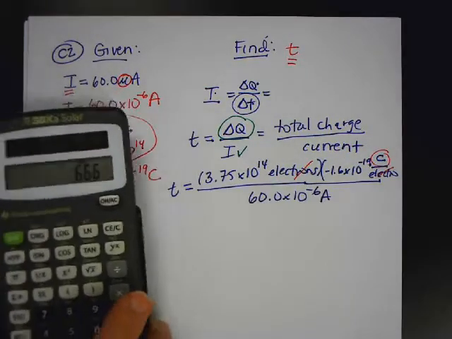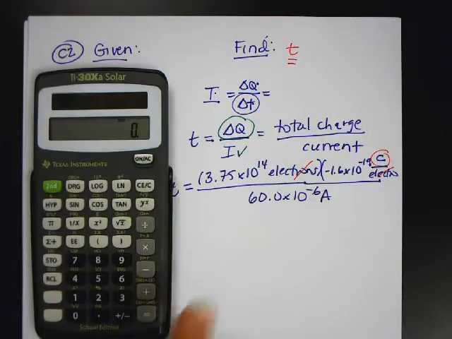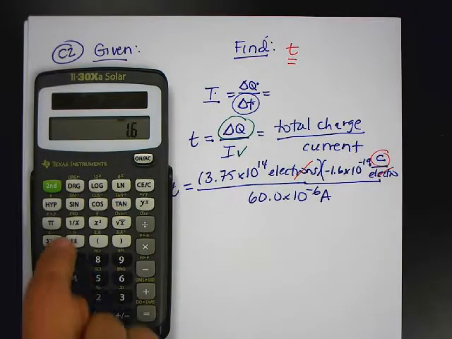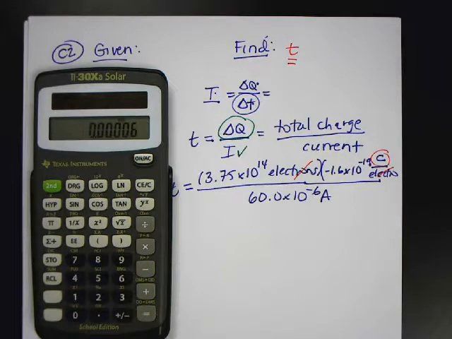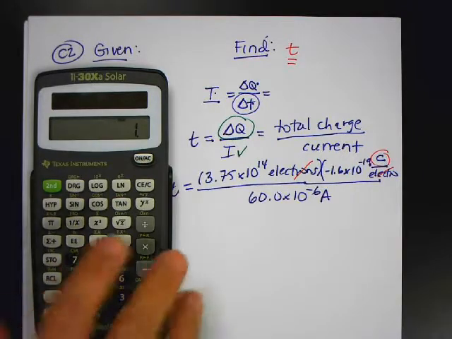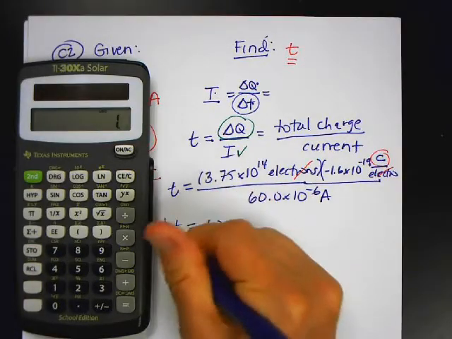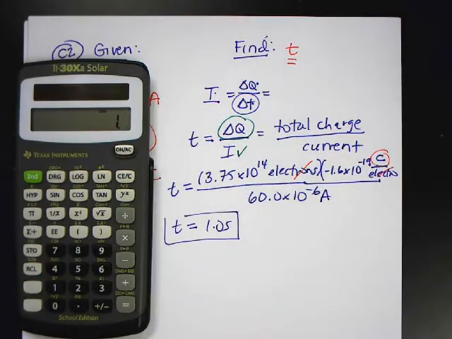So now on my calculator, I'm going to press 3.75 EE14 times, and I'm not going to worry about the negative now, 1.6 EE negative 19, equals, divided by 60 EE negative 6, equals. It comes out to be exactly 1. So T is equal to 1 second. A coulomb per amp is a second.